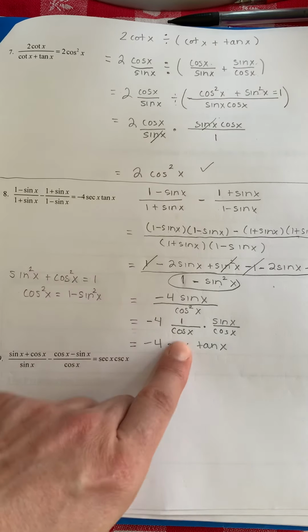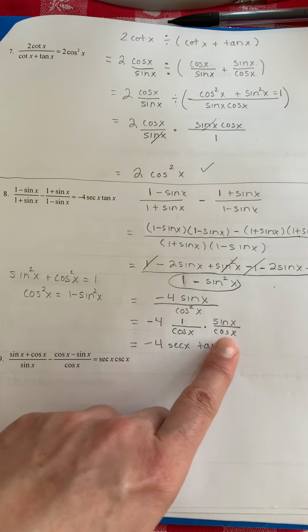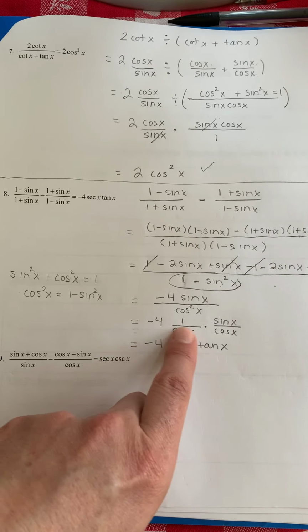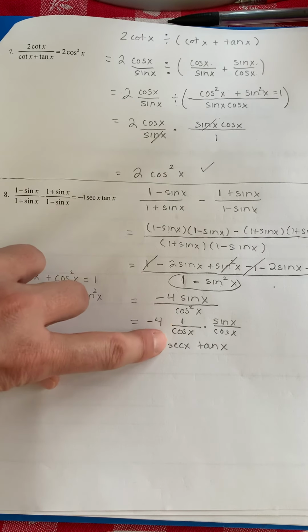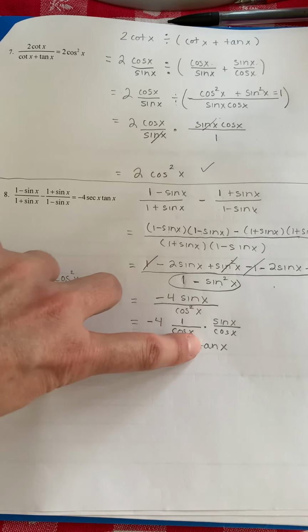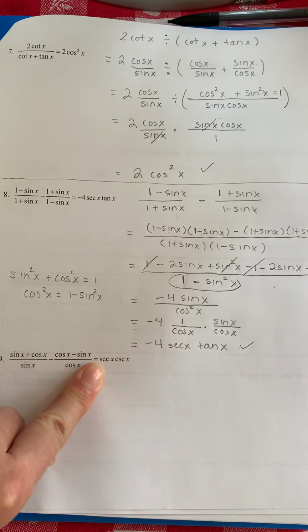So we still have cosine squared on the denominator. We still have the negative 4. We still have sine x in the numerator. But now I know that I'm here because 1 over cosine is secant, and sine over cosine is tangent. That completes example 8.